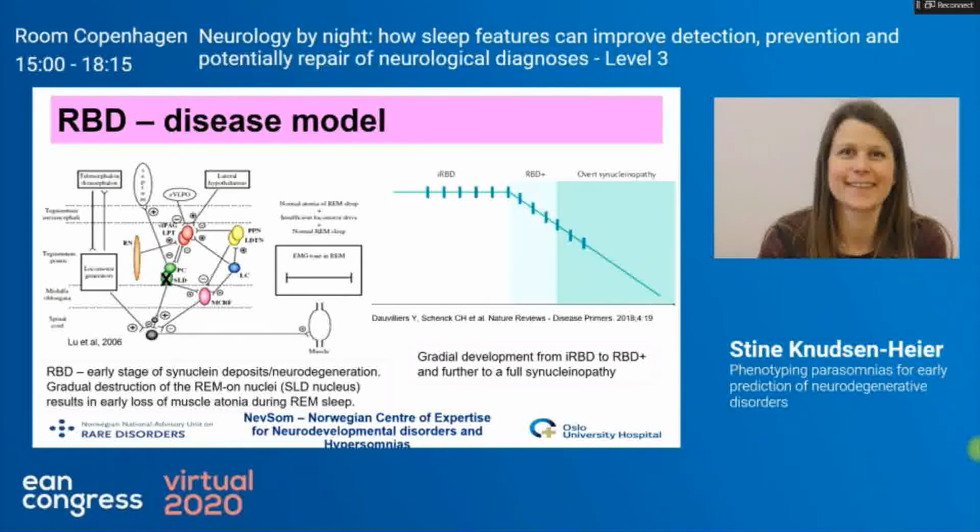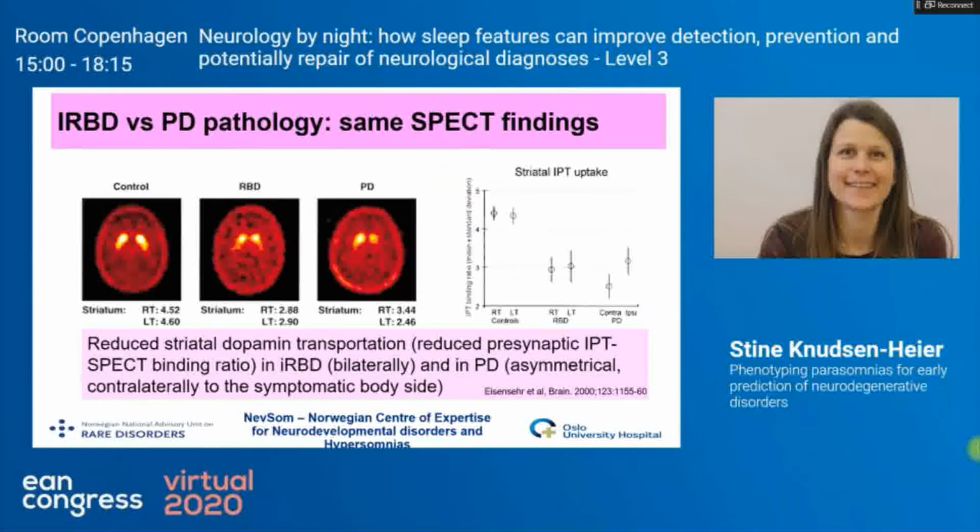So for a long time, they only have isolated RBD, but then at some point they have RBD with some symptoms, but not enough to call it an overt synucleinopathy. But then as the neurodegeneration progresses, they progress into a full synucleinopathy. And these models are supported by several findings, pathology findings.